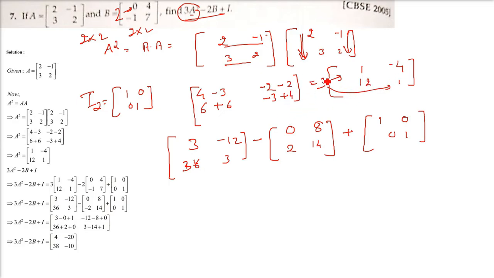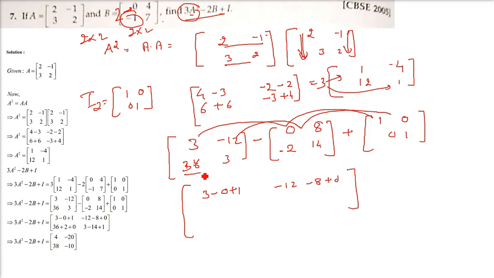Okay, now we'll just directly do it because there just has to be element addition and subtraction. I'm writing it at once. So 3 minus 0 plus 1. Then negative 12 minus 8 plus 0.